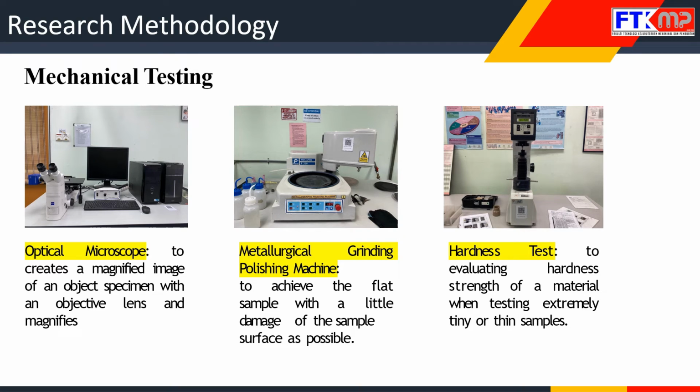For mechanical testing, there are 3 machines I will use. First is the optical microscope to create a magnified image of an object specimen with an objective lens. Second is the metallurgical grinding and polishing machine to achieve a flat sample with as little damage to the sample surface as possible. Lastly is the hardness test to evaluate the hardness strength of a material when testing extremely tiny and thin samples.